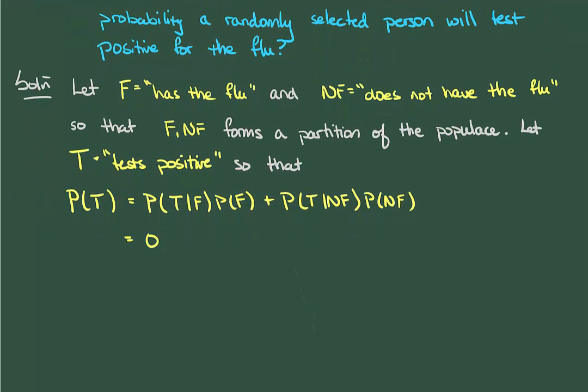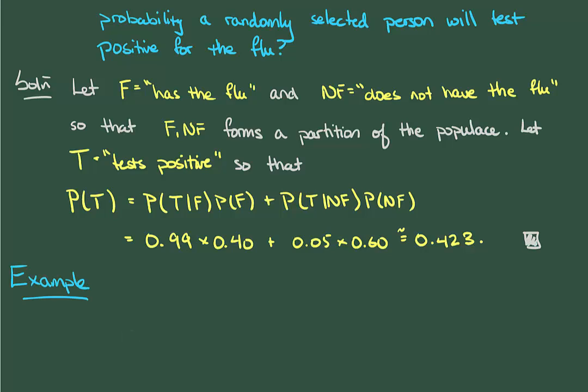The problem statement gives us each of these numbers. For the first part of the equation, the probability that a person has the flu is 40%, and the probability that they test positive if they have the flu is 99%. In a similar fashion, we can get the no flu numbers as well. Putting this all together, the probability that a random person tests positive for the flu works out to be about 42.3%.